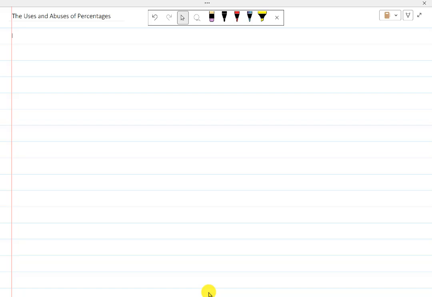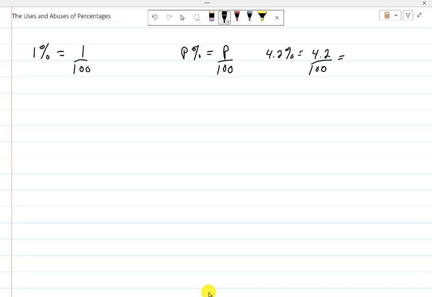In this section, we look at how to use parentheses, and we look at ways parentheses are abused. But remember these: 1% is equal to 1 over 100. P% equals P over 100. So like 4.2% is 4.2 over 100. And when you use your calculator to do this last one, it'll move the decimal to the left 2 places for you. So percentage just means to divide by 100.